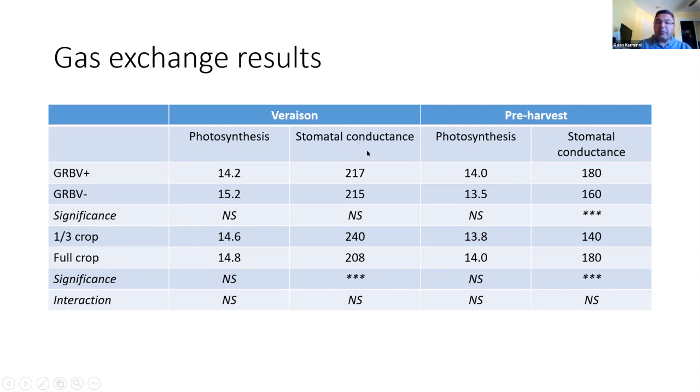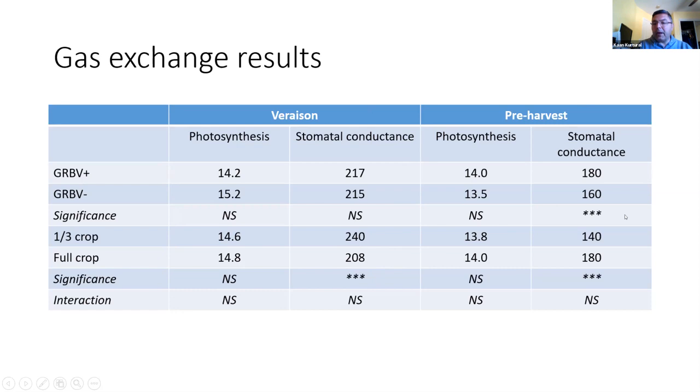However, we have a response from stomatal conductance. The plant has to have a sink for the water to be called onto this, okay? And the response was paradoxical at veraison compared to pre-harvest. At veraison, we had a lower stomatal conductance in the full crop, and a higher stomatal conductance in the 1/3 crop. Virus status did not affect the stomatal conductance.